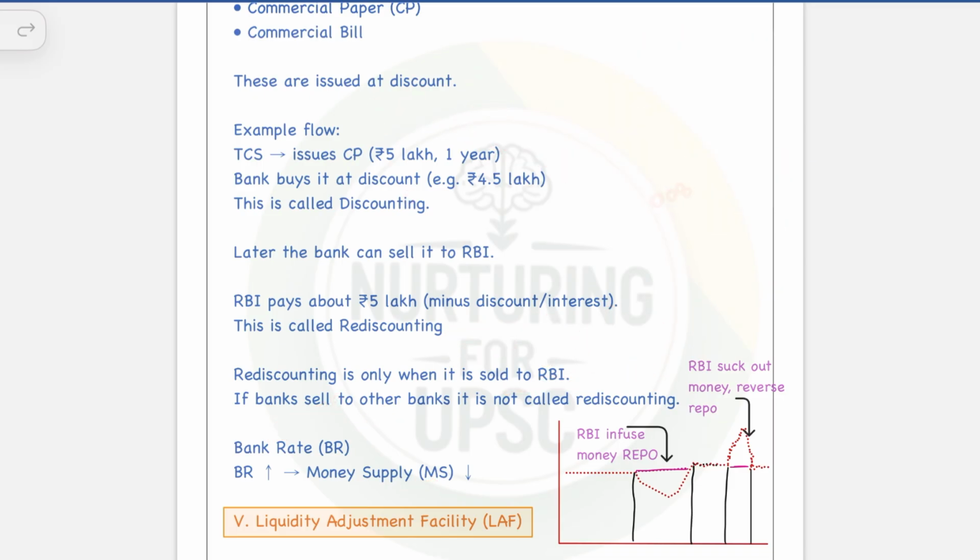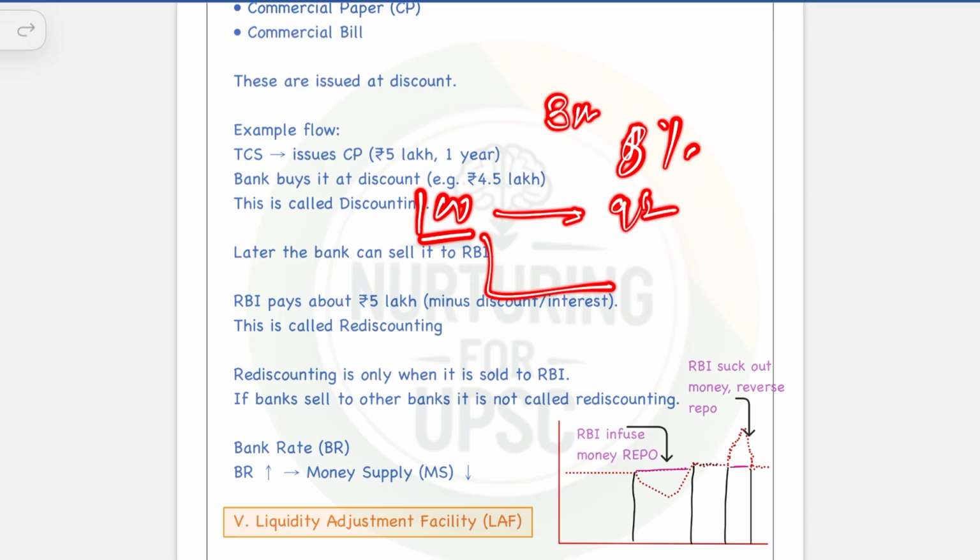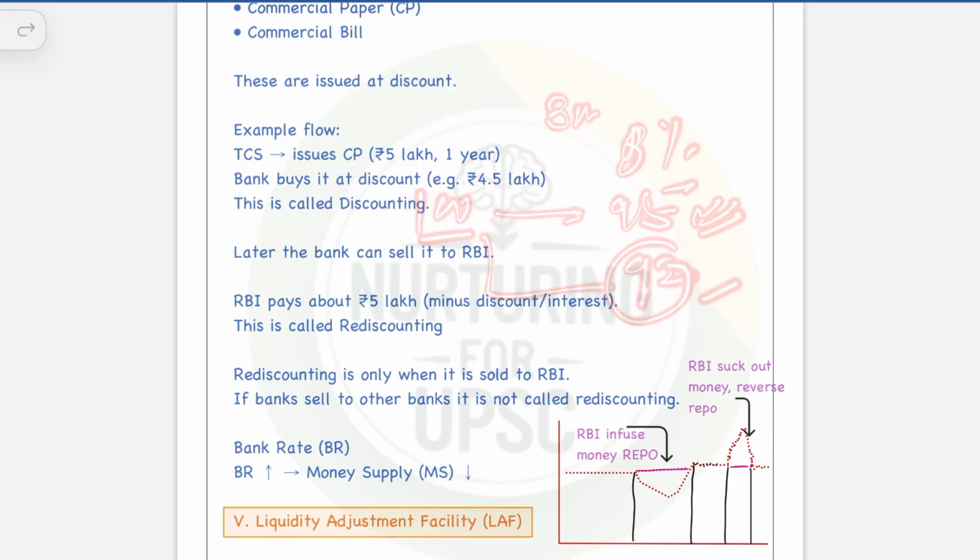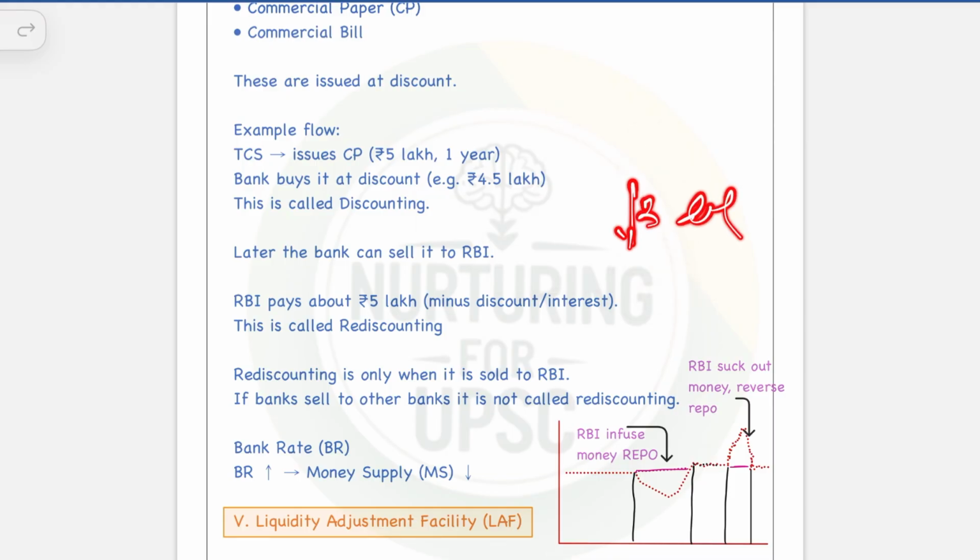But let's take a case whereby we increase this discounting rate to 8%. So this 100 rupee bond, rather than 95, would be given at 92. So now rather than 95 rupees of money creation, only 92 rupees of money creation would be there, and thus the 3 rupee difference in the money supply is there. So 3 rupees reduced money supply in this case. So that's why increasing bank rate is to reduce money supply.